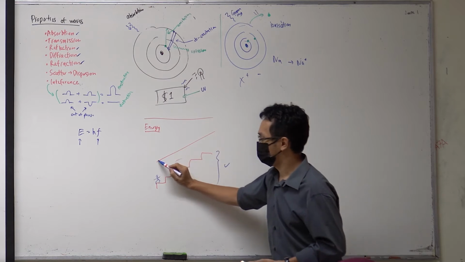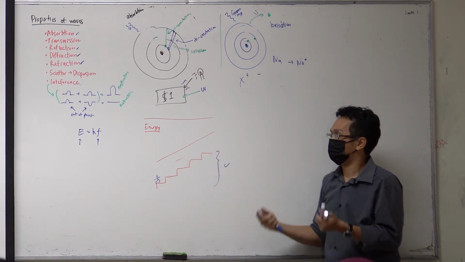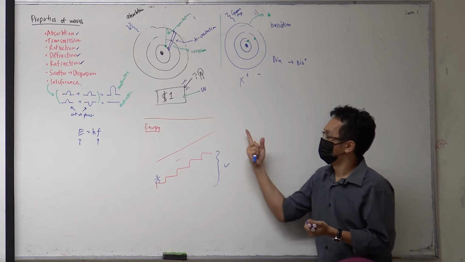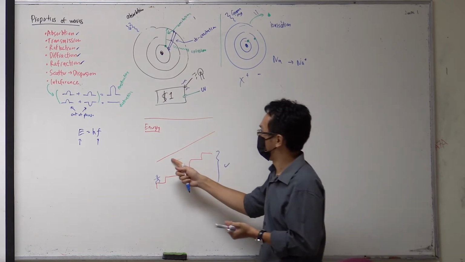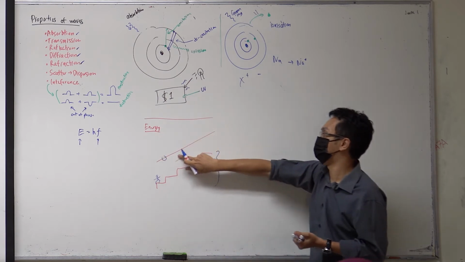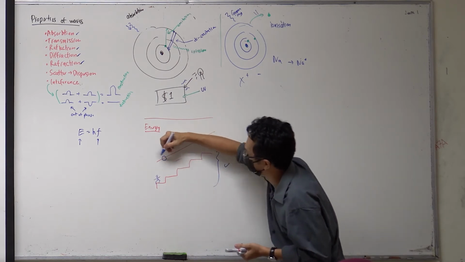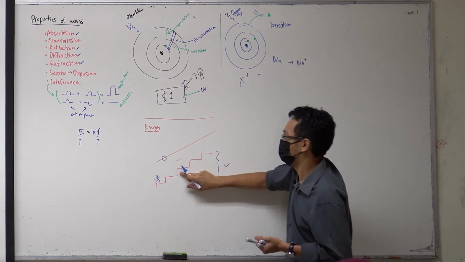So even though normally we think energy is continuous, actually it is not continuous. Even though you feel energy keeps increasing like this, if you magnify it, you can see something like this also.